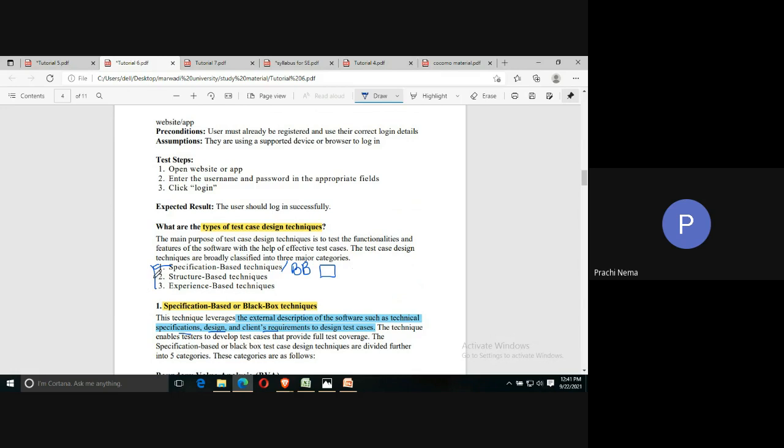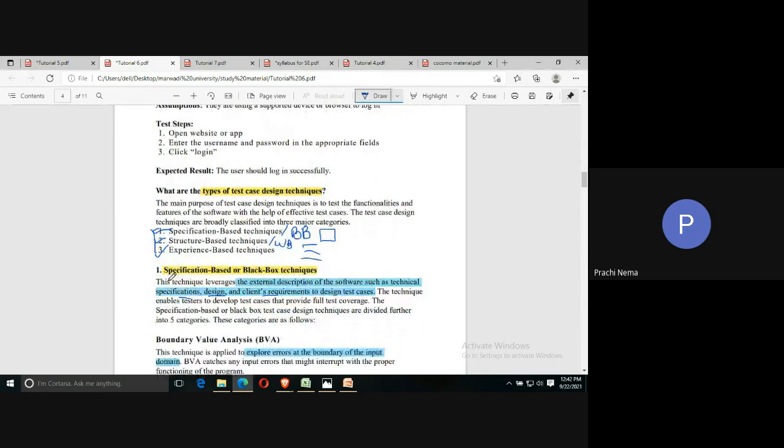Then comes the second category of test case design technique, that is structure based technique. This technique is called white box testing. Now, because it is white box testing, we would have complete internal knowledge about the system in structure based techniques. And the third category is experience based technique. In experience based technique, a team of experts developing the project can guess the various possibilities which could be there for designing the test cases.